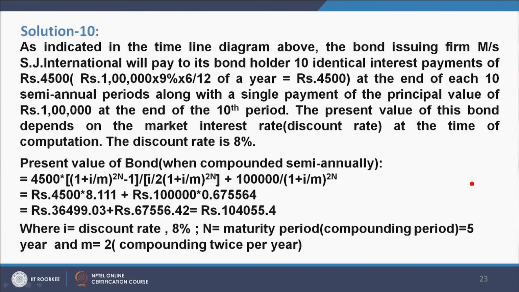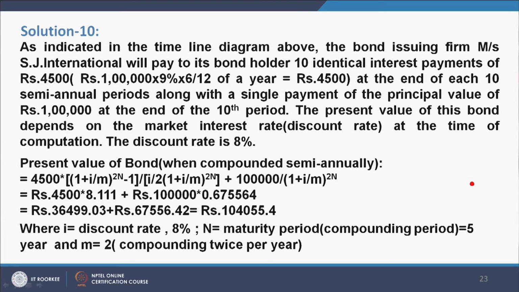As indicated in the timeline diagram above, the bond issued by Messrs SJ International will pay its bondholder 10 identical interest payments of rupees 4500, which come from rupees 1 lakh into 9% into 6/12 of a year, that is equal to 4500, at the end of each of the 10 semi-annual periods, along with a single payment of the principal value of 1 lakh at the end of the 10th period.